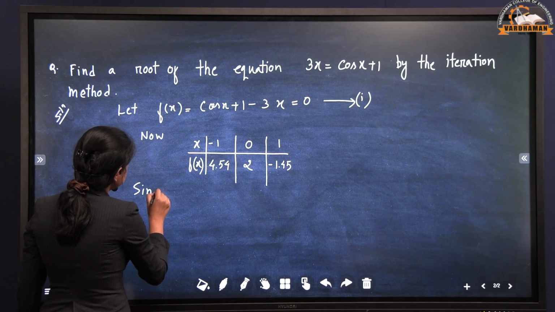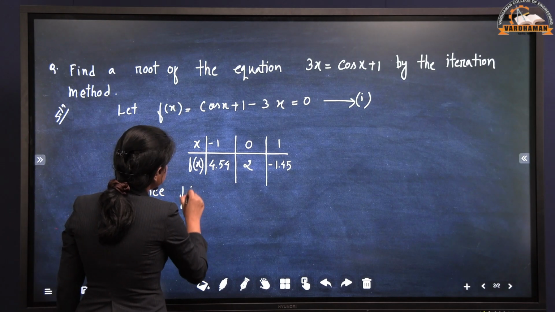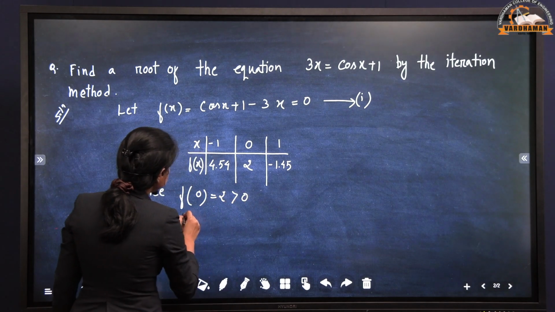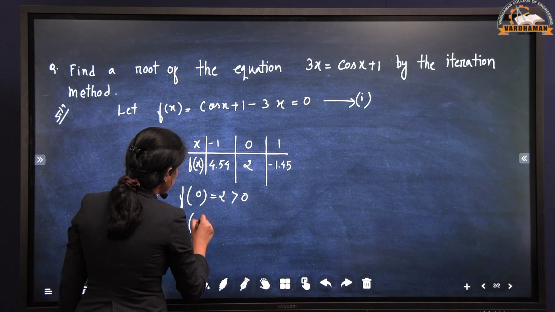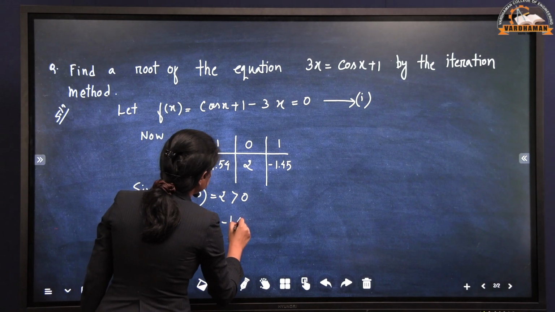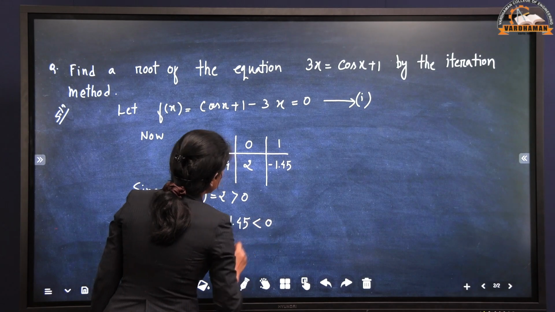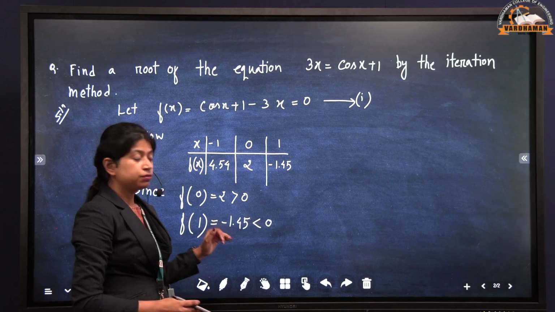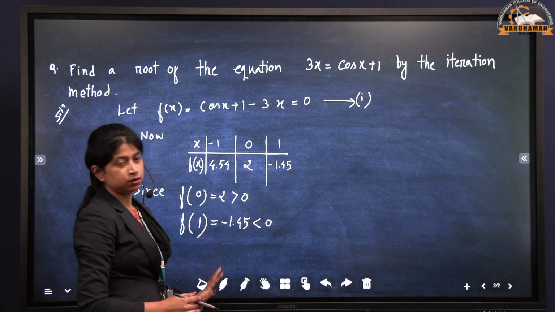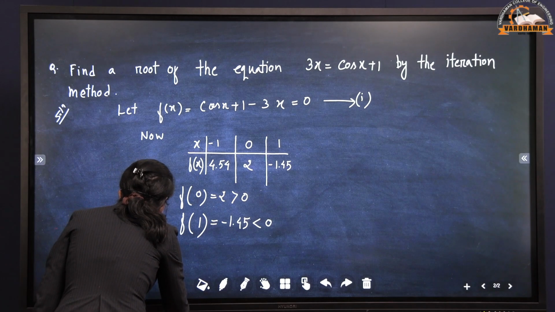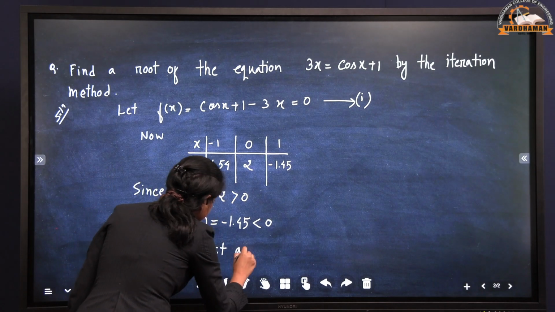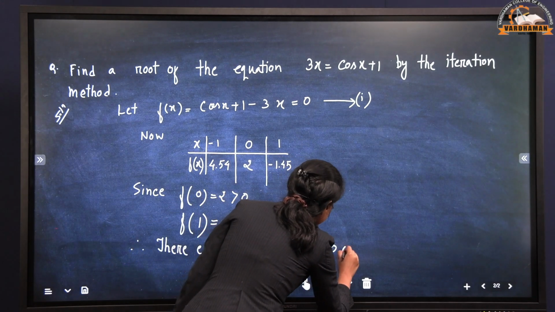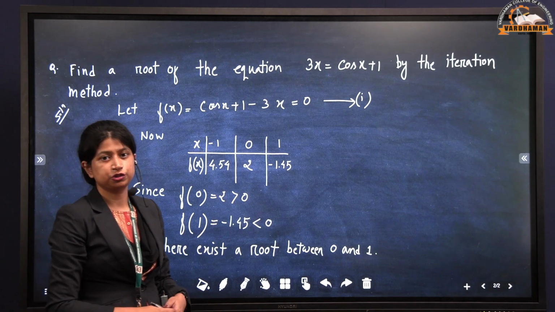Since f of 0 is 2, that is positive, and f of 1, that is -1.45, that is negative, by intermediate value theorem, what do we have? There exists a root between 0 and 1. This is by intermediate value theorem.